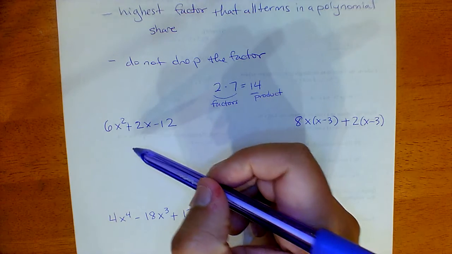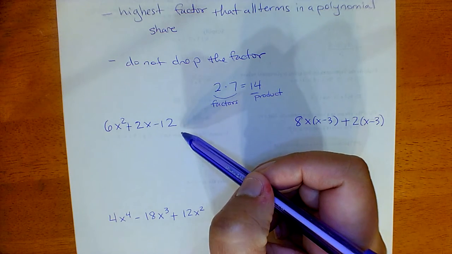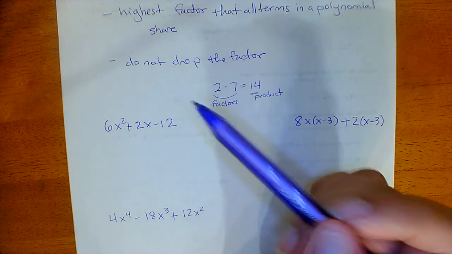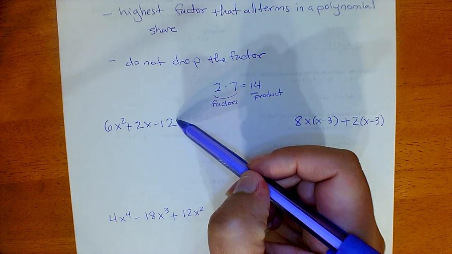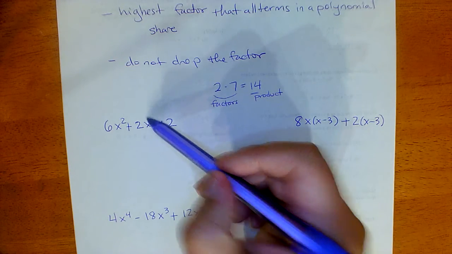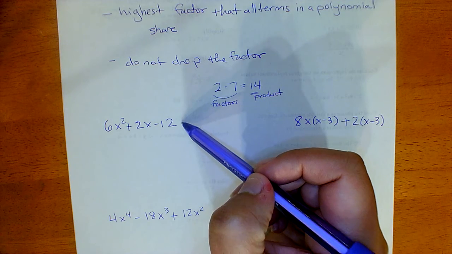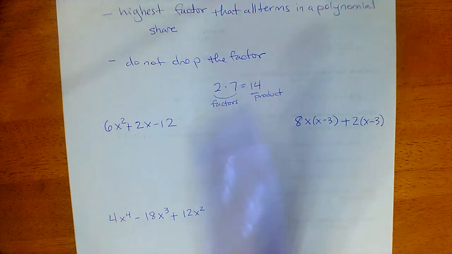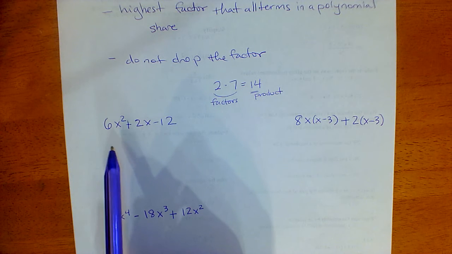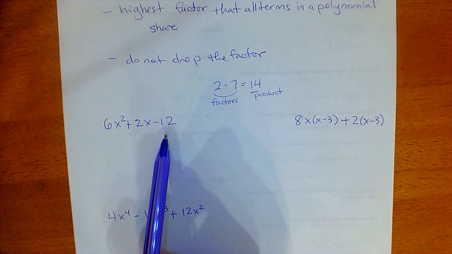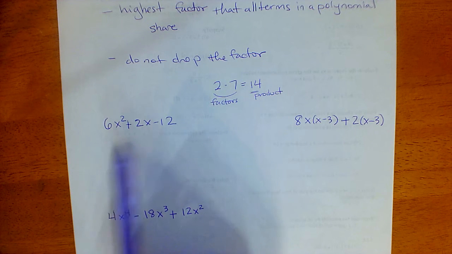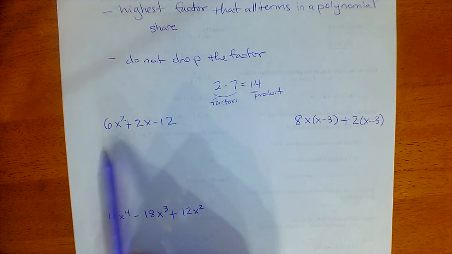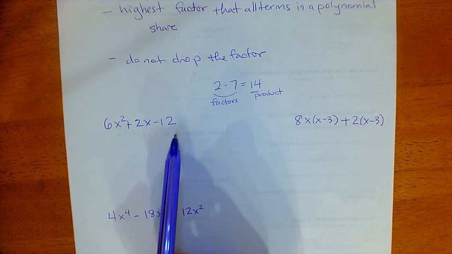Here I gave you 6x squared plus 2x minus 12. When I look at these values, or these 3 different terms, they don't all have a common variable. So this has an x squared, this has an x, but this one does not have any variable, which means there's not going to be a variable as part of my greatest common factor. And when I look at the numbers, 6, 2, and 12, the largest common integer factor they have is going to be 2.